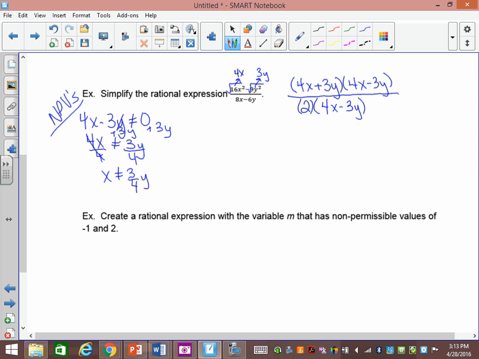So these cancel now that I have non-permissible values. And some people want to take this 2 and 4 and cancel them. Can we do that? No. The 2 can only go away if I have something monomial of some sort in the front that's like 2 or 4 or 6 or 8. I don't. 4x plus 3y is only going away if I have a 4x plus 3y in the denominator. And do I? No. So it's not going away ever. Okay? So I'm left with 4x plus 3y over 2.